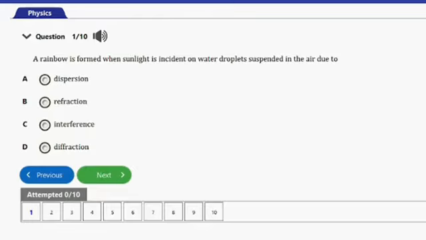It says, a rainbow is formed when sunlight is incident on water droplets suspended in the air due to A. Dispersion, B. Refraction, C. Interference, D. Diffraction. So guys, the answer to this question is option A, and that's dispersion. So that's it for this question. Let's go ahead and consider the next question, guys.